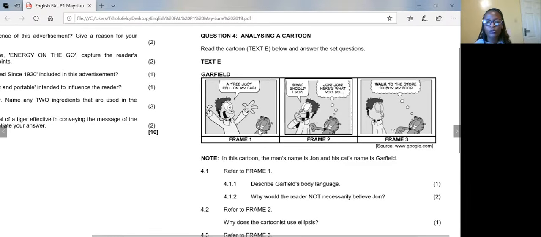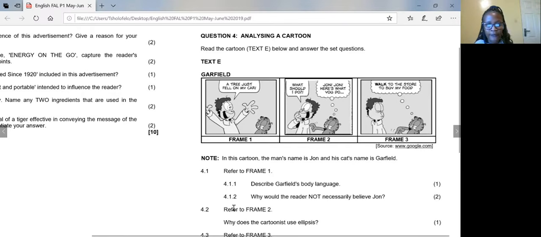So in frame 1, we are looking at Garfield. The examiner is saying to us, we must now describe his body language. Good people, there's no need for you to scratch your head. The answer is plain and simple. You write what you see. What is it that you see? Garfield is standing still, or Garfield is standing upright, because there's no movement there, all right? There are no gestures. The accurate answer: Garfield is standing still or he's standing upright. That's it. Remember, the question is not talking about John, but it's talking about Garfield, who's the cat.